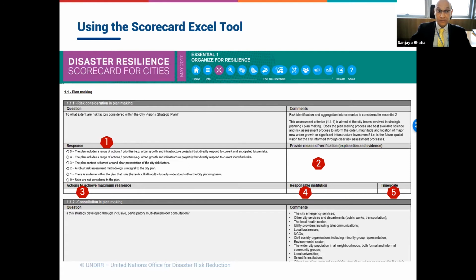Of course, it is subjective. So normally it's done in a workshop mode with all the key city departments and all the key city officials present, and they go through the scorecard, then they go back, spend some time doing some research, and then come back and determine the scale, and then they justify why the score is 2 or 3 or 5. And maybe moderate the scoring so that it is as accurate as possible. Because the idea is of course not to find fault. The idea is to improve.